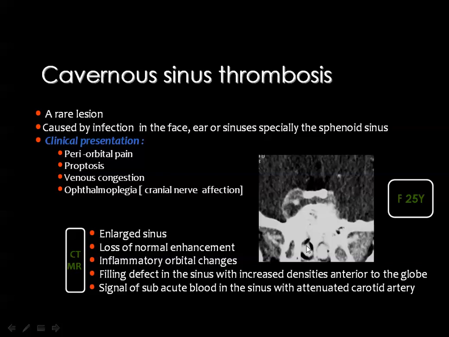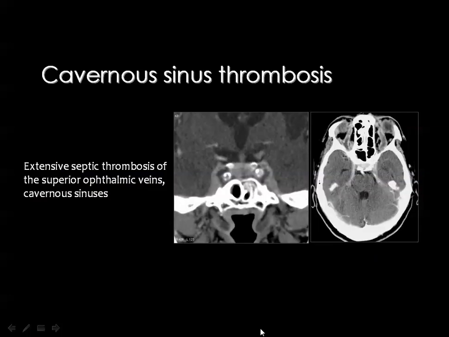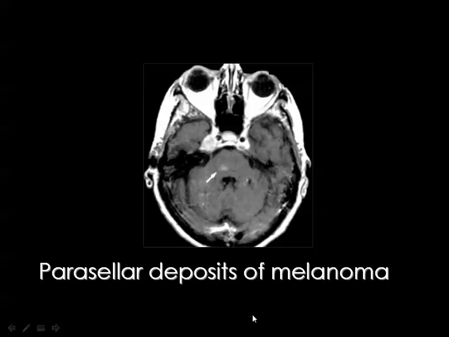In these conditions, you see that the sinus is enlarged, but being thrombosed, it will lose its normal enhancement. It will appear hypodense, and only the internal carotid artery will show enhancement, as you can see here. And you may detect inflammatory changes and congestion in the orbit. Then here is an extensive case of bilateral cavernous sinus thrombosis and bilateral thrombosis of the superior ophthalmic vein. You see extension of the thrombus into the superior ophthalmic vein here, and another thrombus in the opposite vein.